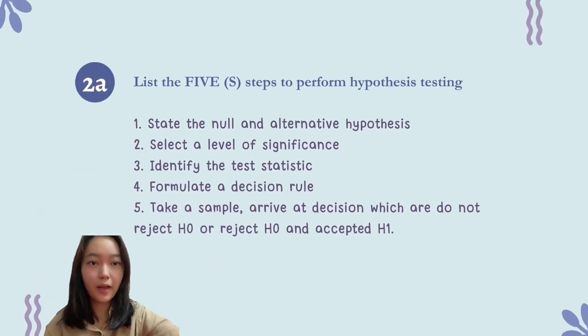The 5 steps to perform hypothesis testing are: first, state the null and alternative hypothesis. Second, select a level of significance. Third, identify the test statistic. Fourth, formulate a decision rule. Fifth, take a sample and arrive at the decision, which is to not reject H0, or reject H0 and accept H1.